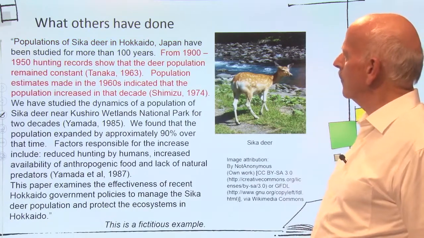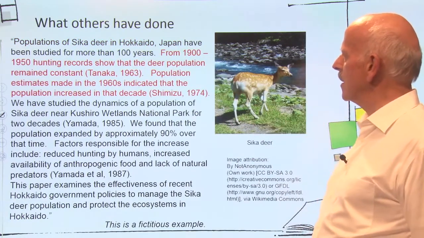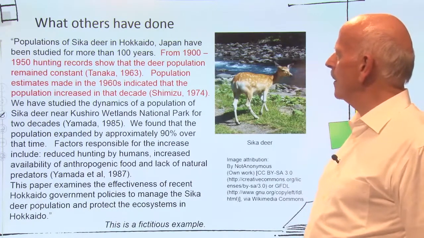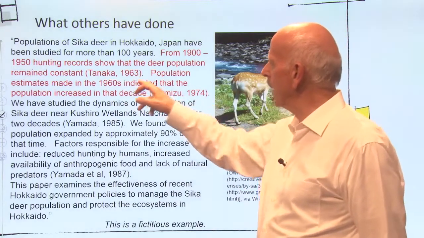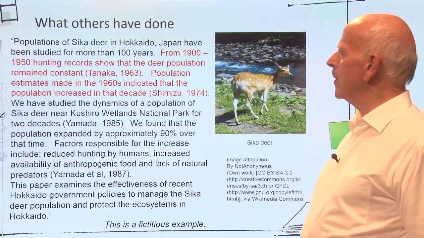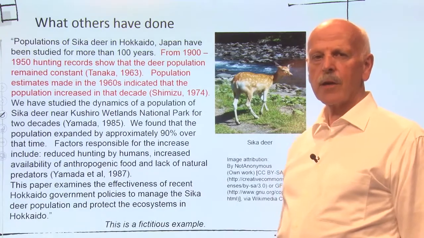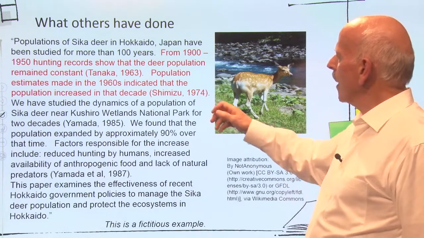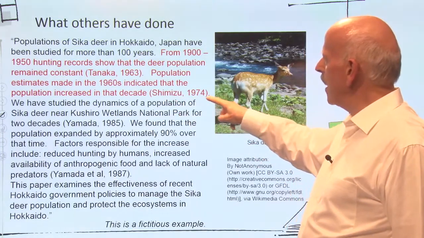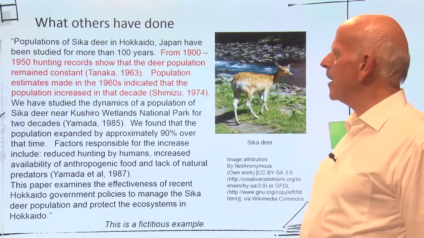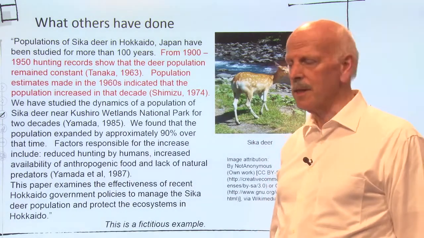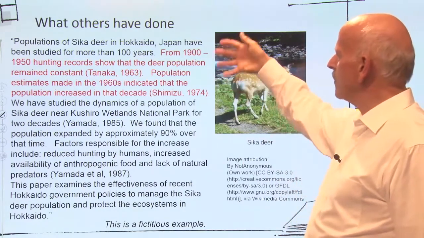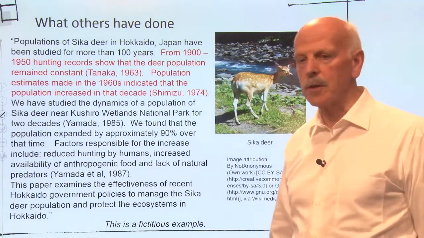So what have others done? So we're told in these two sentences here that because of hunting records, this researcher Tanaka was able to show that the deer population in Hokkaido remained constant until 1950 or so. But then this paper here, population estimates made in the 1960s, indicated that the population increased in that decade. So this is background information by somebody other than you.